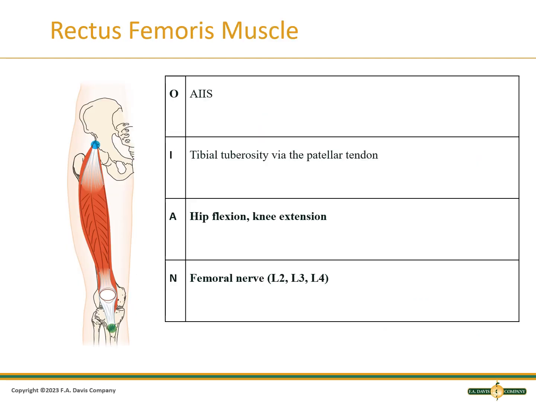Rectus femoris, we should be very familiar with this muscle by now. It is the only portion of our quadricep to cross the hip joint, and so we'll talk about it with the hip muscles here. What I need you to know about rectus is that it originates on the anterior inferior iliac spine to insert on the tibial tuberosity, remembering that it contributes to both hip flexion and knee extension. So understanding that its origin is above the hip and its insertion is below the knee can help you to connect those dots to how it contributes to both of those motions. And the rectus femoris muscle is innervated by the femoral nerve.